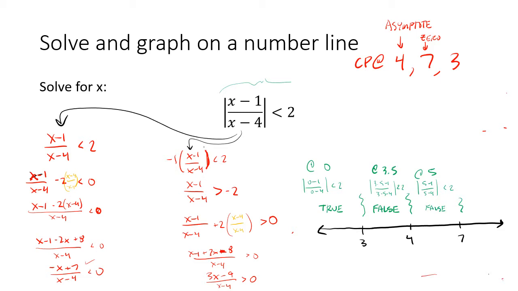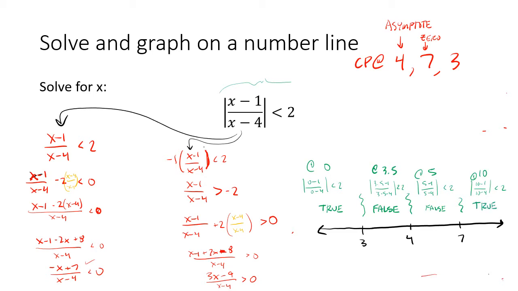Okay, and then lastly, let's pick a number greater than 7, so like 10. Then we'll have 10 minus 1 divided by 10 minus 4. Is that less than 2? 10 minus 1 is 9. 10 minus 4 is 6. 9 divided by 6 is 3 halves. Is 3 halves less than 2? Yes, so this is true.